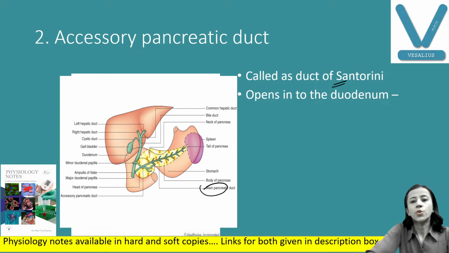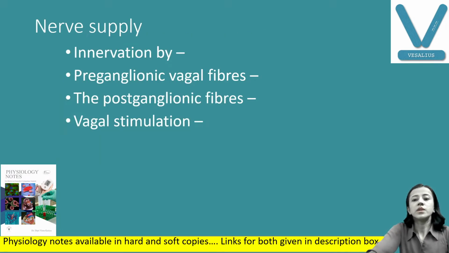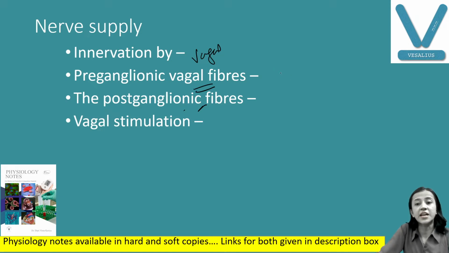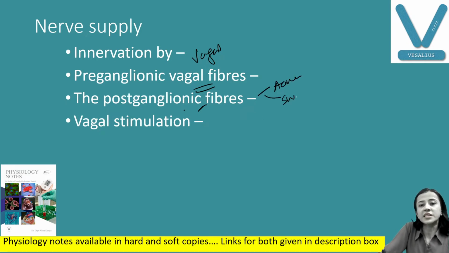Now, nerve supply. Pancreas is innervated by the vagus nerve, parasympathetic nerve, that is preganglionic vagal fibers. They synapse with the ganglionic cells, and these cells are embedded in the pancreatic tissue. And postganglionic fibers innervate both acinar cells as well as smooth muscles of pancreas. And when there is vagal stimulation, pancreatic secretion increases.